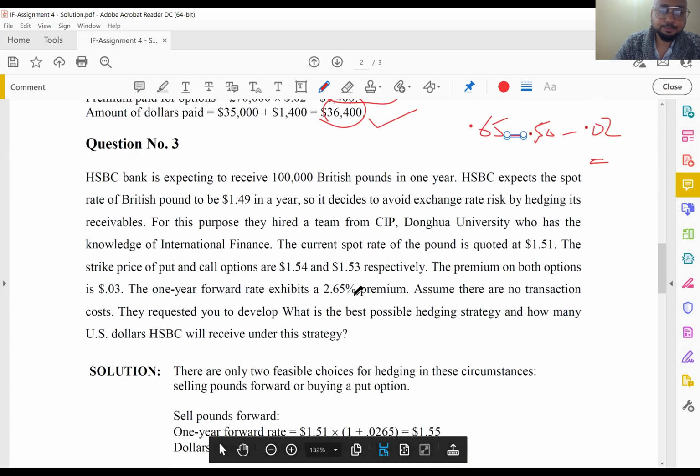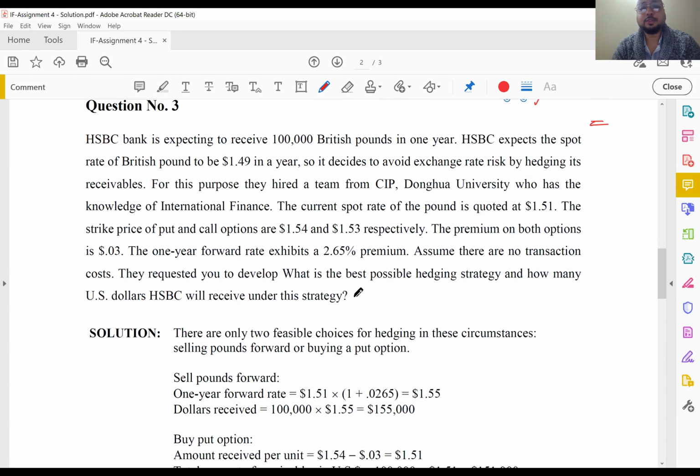Question number 3. HSBC Bank is expecting to receive, so they are receiving, 100,000 British pounds. So HSBC expects the spot rate. So remember, we are talking about the future spot rate at expiration, right? So pay very close attention to different words, to your picky words, whether this would be a spot rate today or whether at the expiration, right?